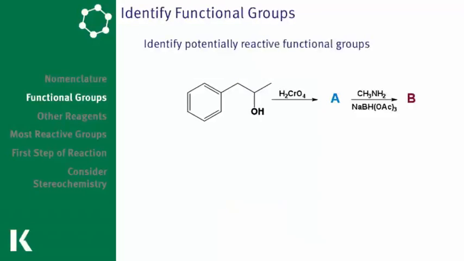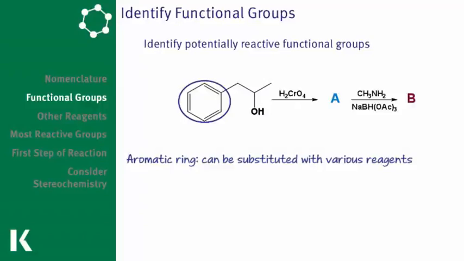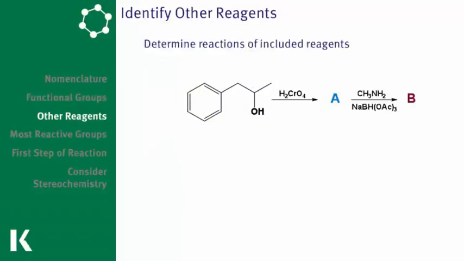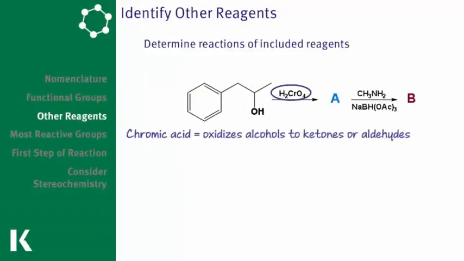So we just replace the name of the reactant with its actual structure, and we can move on to characterizing functional group reactivity. The aromatic ring is a common site for substitution reactions, because it is so stable as a leaving group. And the secondary alcohol has reactivity quite similar to that of a ketone. Now for the reagents. Chromic acid is an oxidizing agent that, in this example, will convert an alcohol to a ketone.